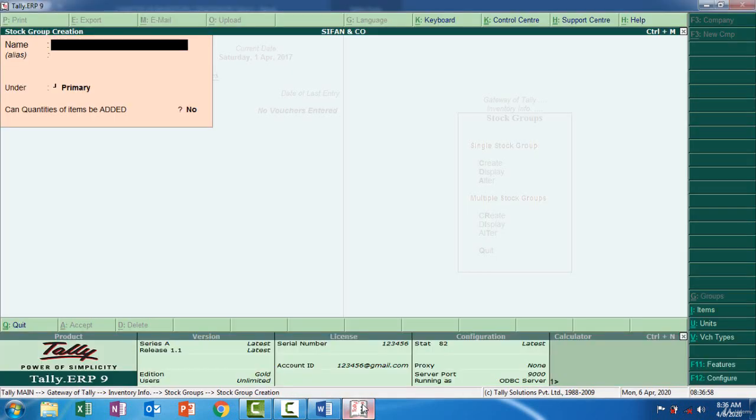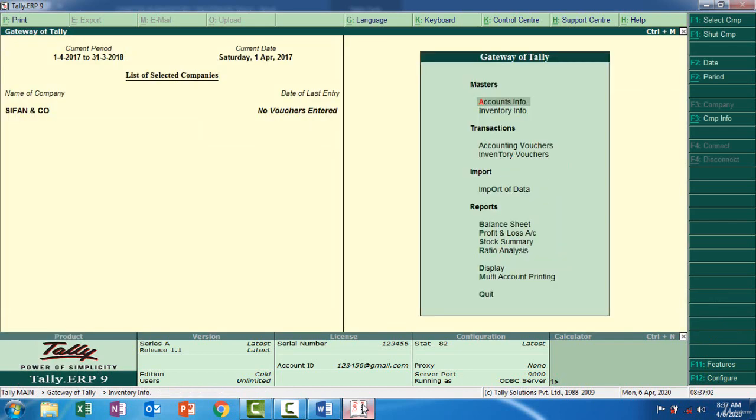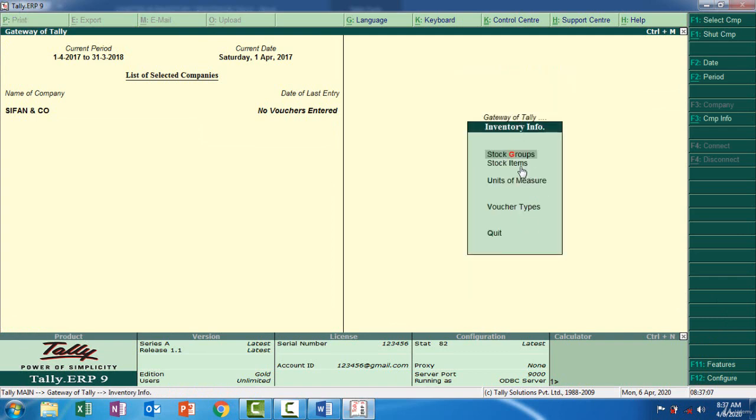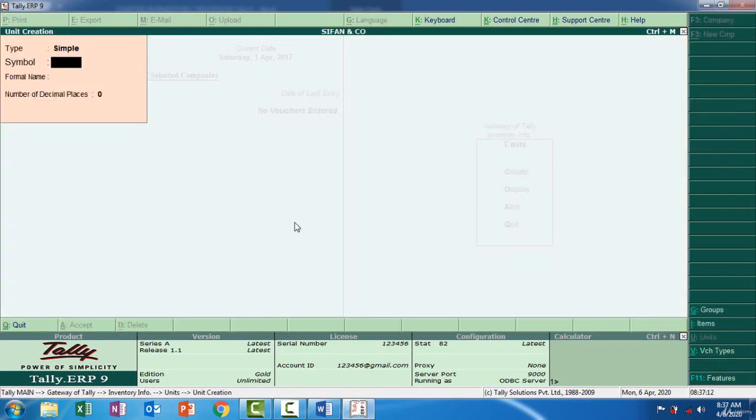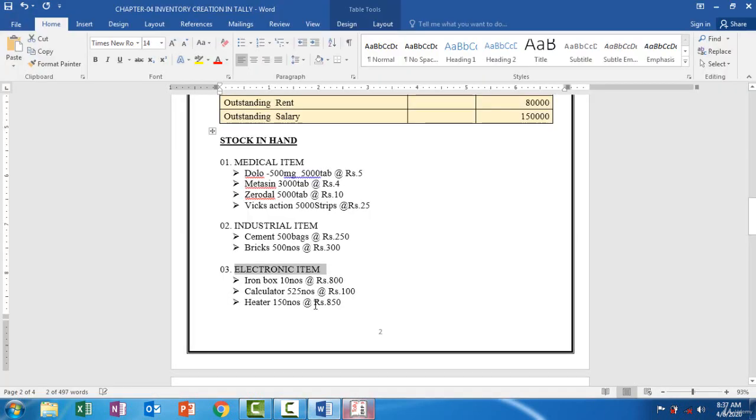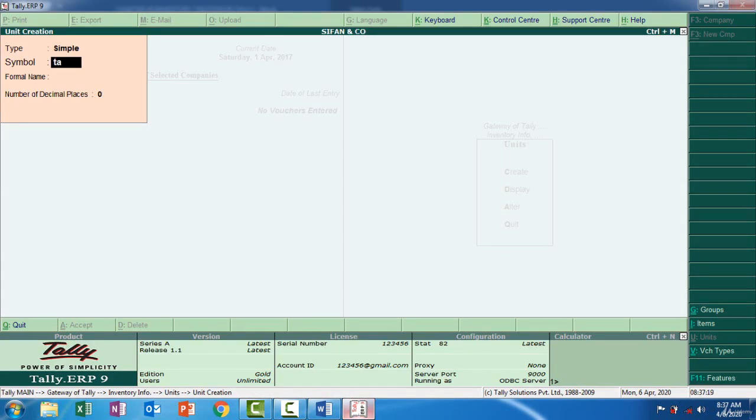So how can we enter the measures? I'm going to press the escape key, then come back to the Gateway of Tally and inventory info and unit of measures. Under the unit of measures I'm going to create. So the first one is tab. So I'm going to type tabs. The formal name is tablet.